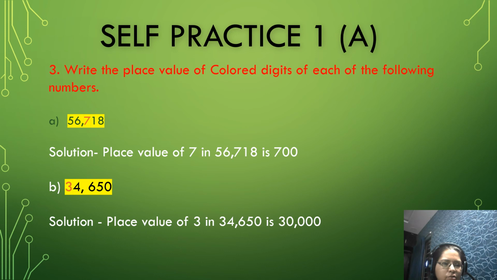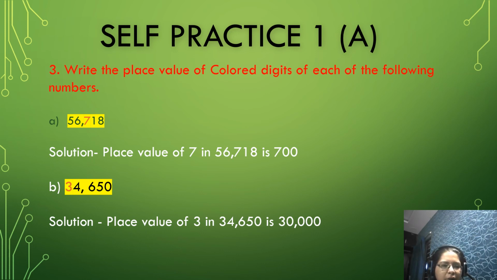Right now we will solve question number 3. Question number 3 is: write the place value of the colored digit of each of the following numbers. The first number given is 56,708, and this 7 is colored. So we have to find the place value of this digit 7.